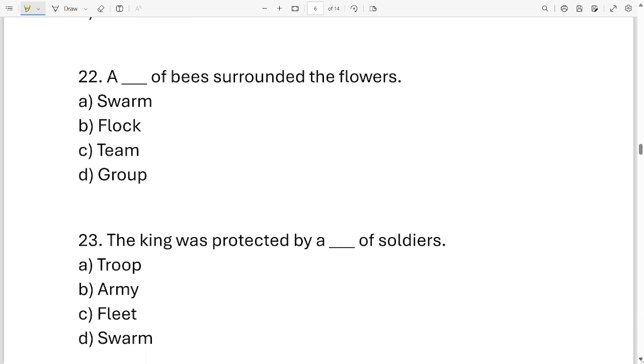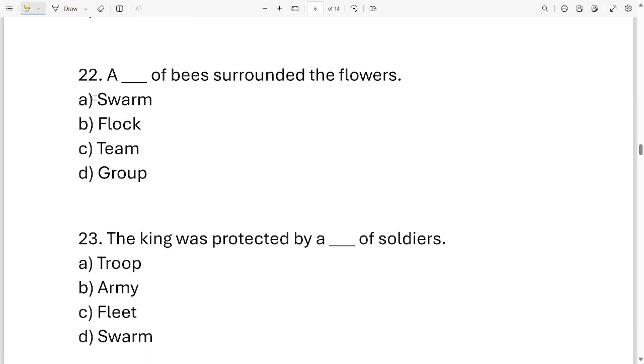Now let's move on to the next one. Our next sentence is, a dash of bees surrounded the flowers. Now which option should come in this blank? Is it option A, swarm? Is it option B, flock? Is it option C, team? Or is it option D, group? Which option is the correct option?